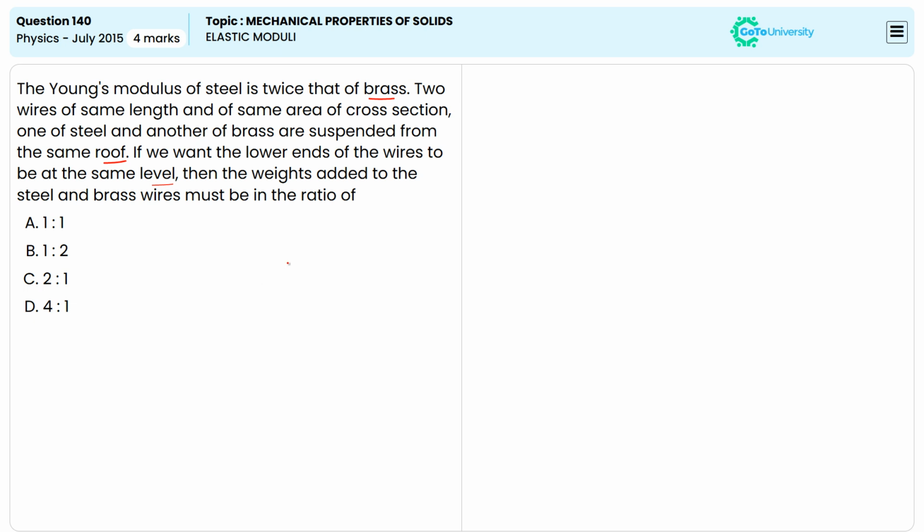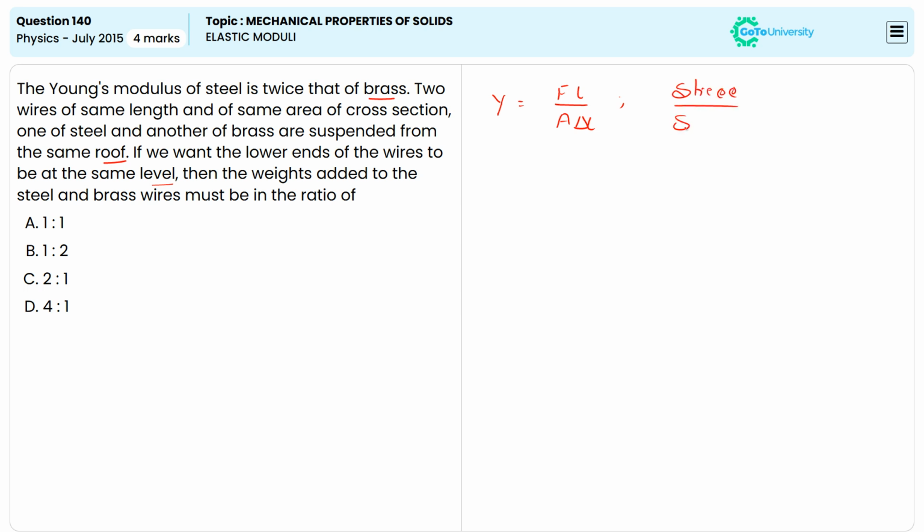Okay. Now, here they are going to give the data. That means the Young's modulus of the steel is twice that of the brass. Then we know that the Young's modulus, which we can denote by the symbol Y or E, no problem, Y is equal to FL divided by A into delta L. That means Young's modulus is nothing but the stress upon the strain.